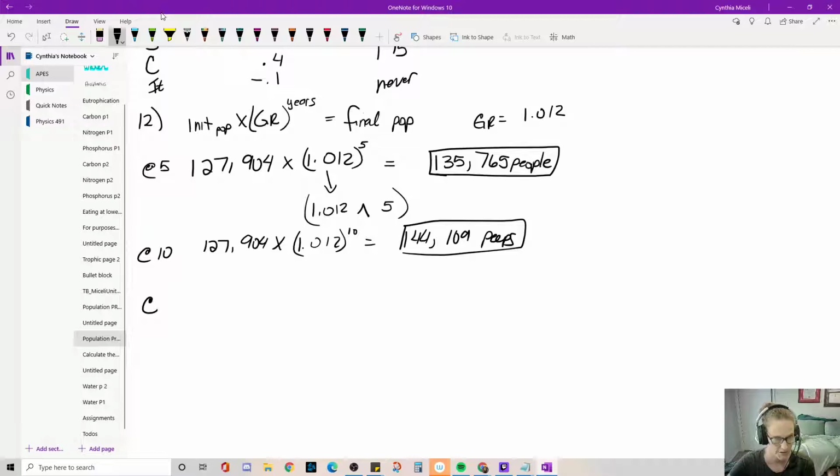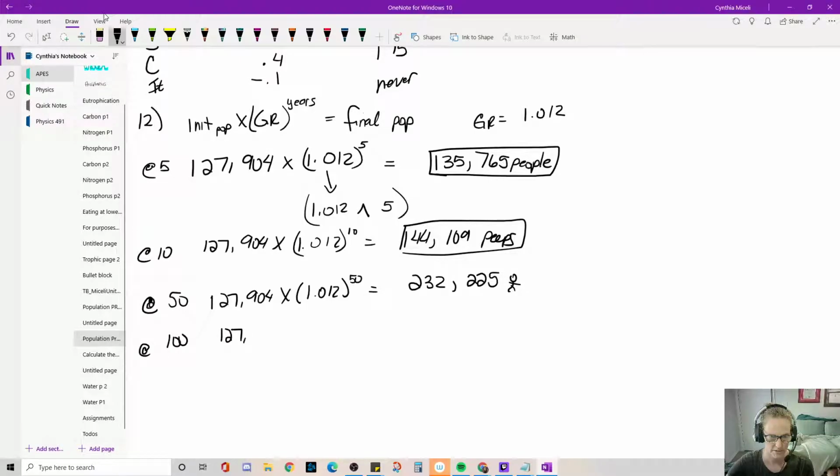Okay. At 50 years, same thing. 127,904 times 1.012 to the power of 50. And then we'll get 232,225 people. And then at 100 years, same thing. 127,904 times 1.012 to the power of 100. And we'll get 421,633 people. That's quite a bit.